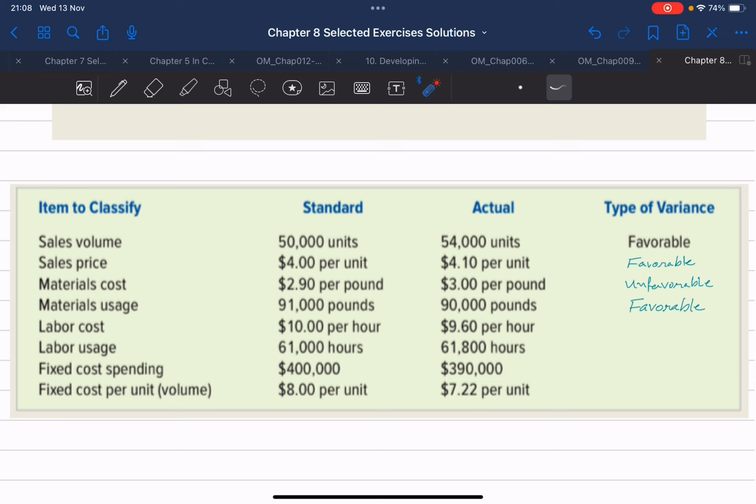Next one, labor costs. The standard was $10 per hour, and the actual is only $9.60. So that's lower. The actual labor cost per hour is lower than the standard, so that is also a favorable variance.